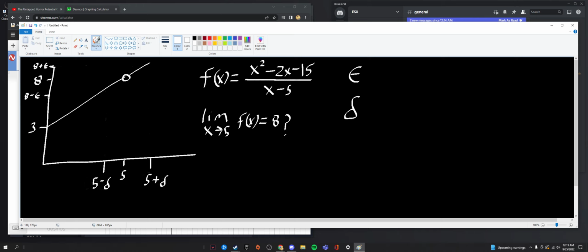Say you give me some epsilon. It doesn't matter what it is, just some epsilon greater than 0, which is just a range around the limit point. I have to be able to define delta in such a way that I can then give you an x value that falls between 5 minus delta and 5 plus delta. Of course, not equaling 5, because that's undefined. But I have to be able to produce some delta such that if I get some x value in that range, the output falls between 8 minus epsilon and 8 plus epsilon.